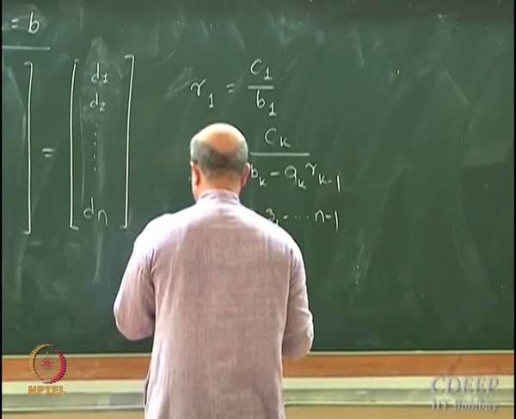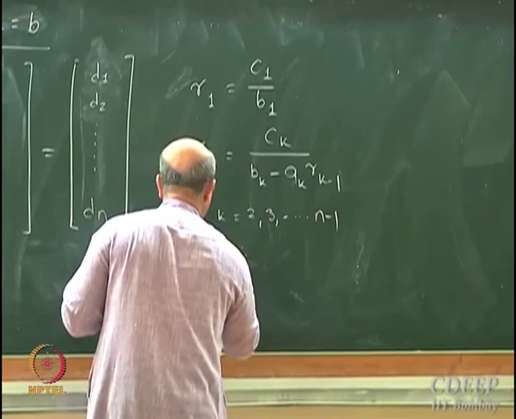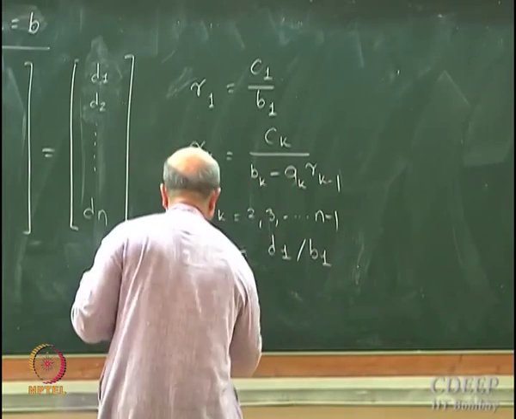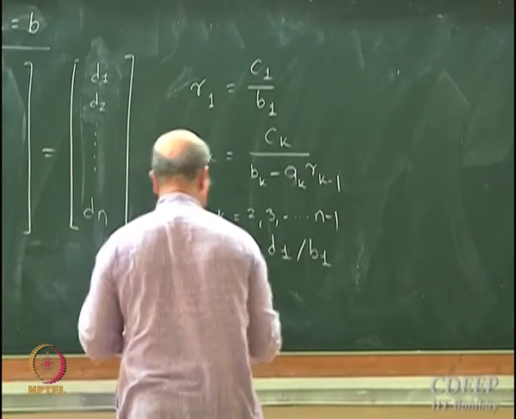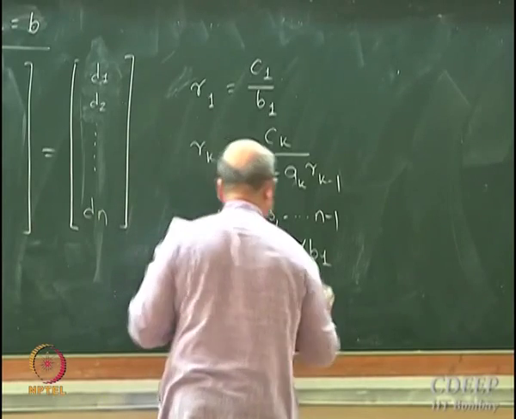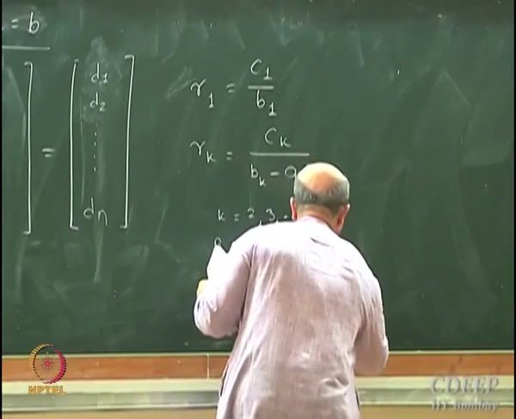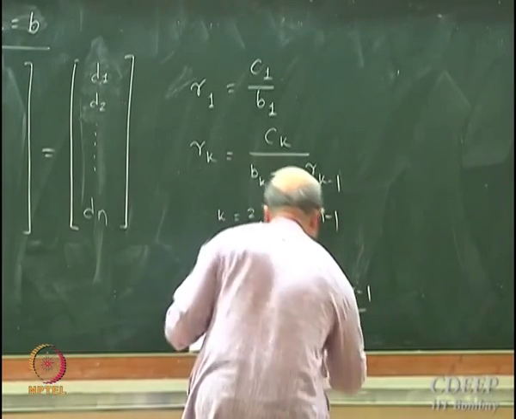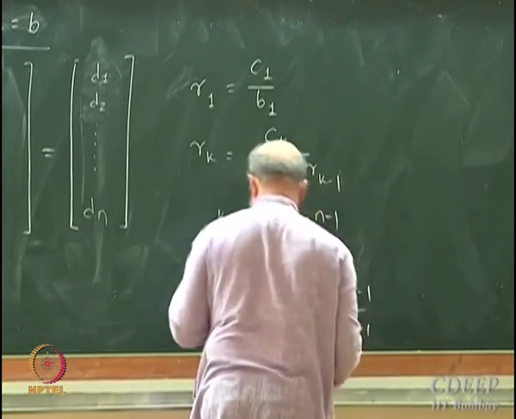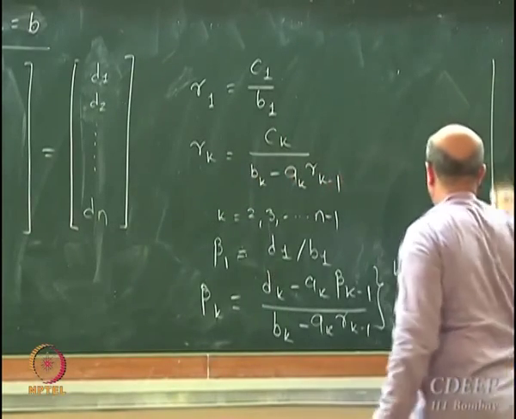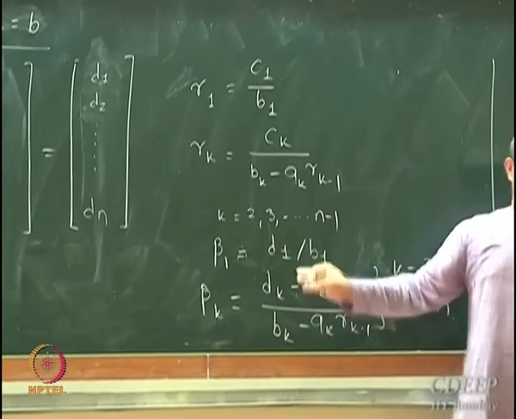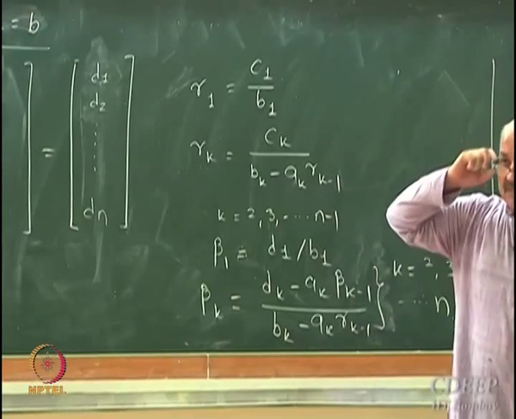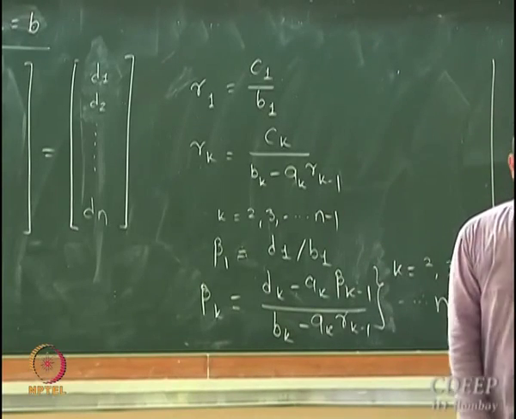Then I have this beta 1 is equal to d1 by b1, and beta k is equal to dk minus ak beta k minus 1, divided by bk minus ak gamma k minus 1. So what I've written here looks, probably at first sight, a little complex, but all that I'm doing is eliminating one element below the diagonal.